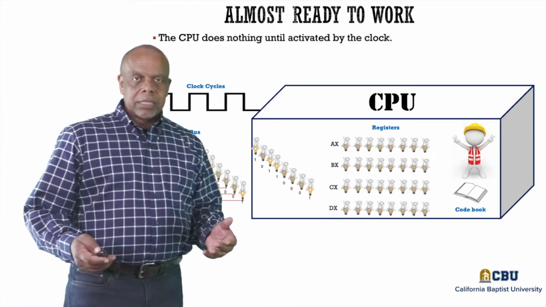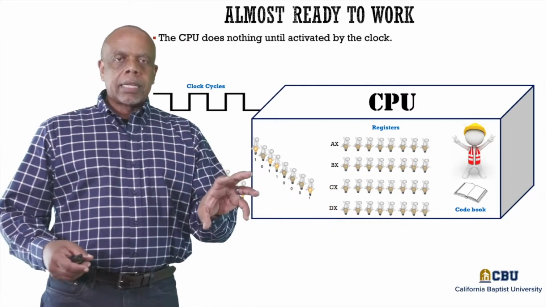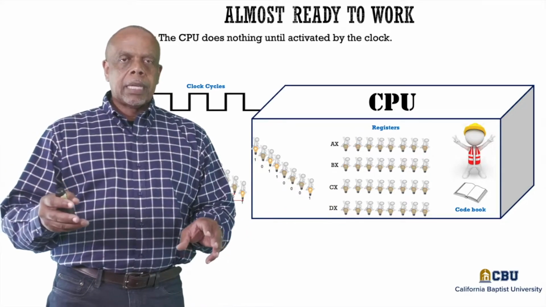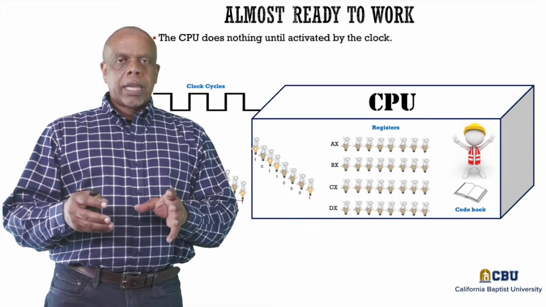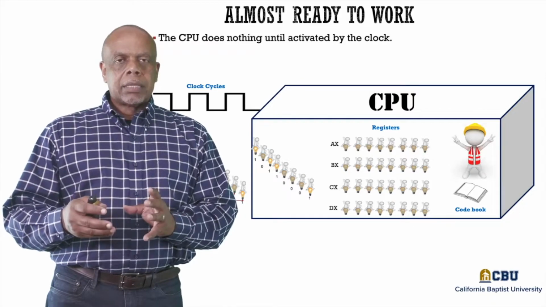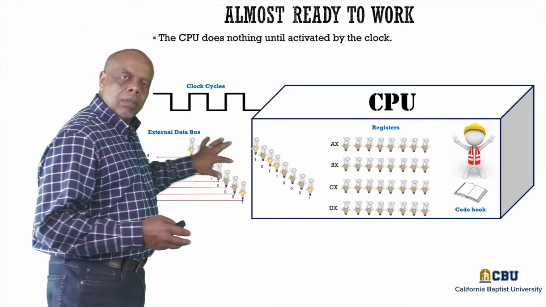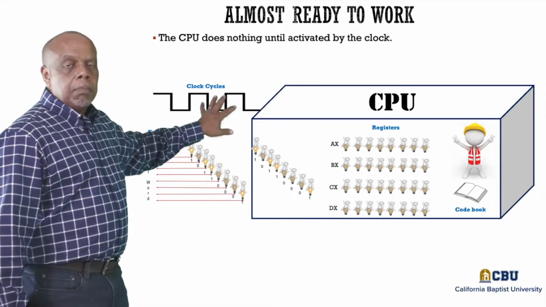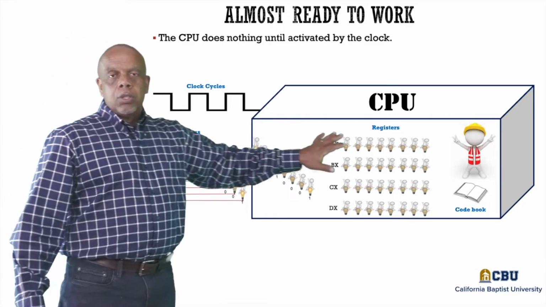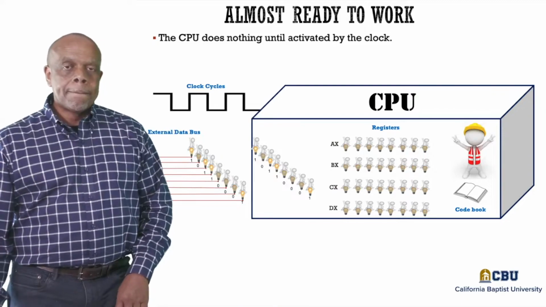Once he's, let's say, bring a number in, put it in AX. Bring a number in, put it in BX. Now, next clock cycle, add AX and BX. Next clock cycle, push that back out here. So you see, it takes multiple clock cycles to do a complete instruction set.